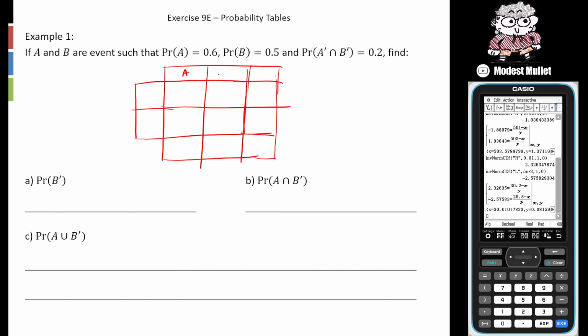So let's call that A and not A, and that B and not B. And as I said before, the first thing you can do is always put the total equal to 1. Okay. What is the probability? Probability of A is 0.6. So that's not the probability of A by itself in here or in there. That is just the probability of A occurring is 0.6. The probability of B occurring is 0.5, which goes over there.